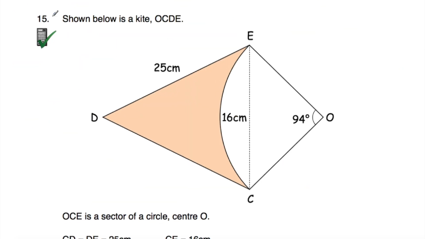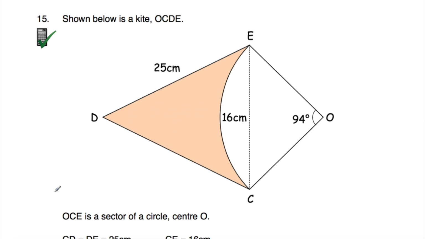Okay, so let's have a look at question number 15. So question number 15 is a calculator question, and we're going to have to use our calculator in this question. And we've got shown below is a kite. So this is a kite OCDE. So OCDE. And actually, if we turn our head sidewards, the kite, the line of symmetry is going down this way. So we can see here, that's the kite like so, where you've got the line of symmetry going that way.